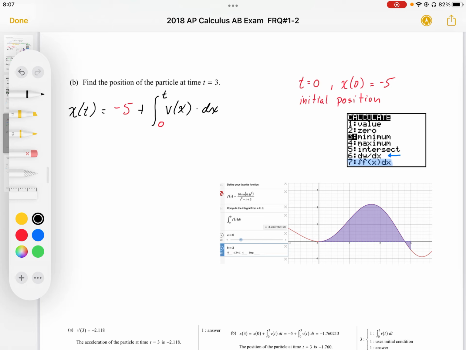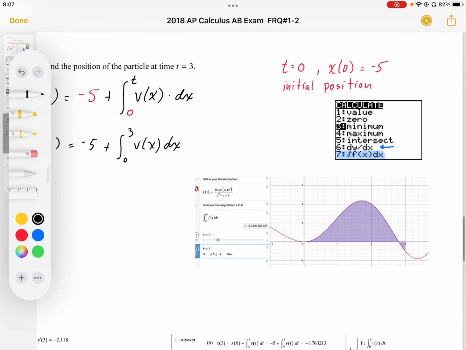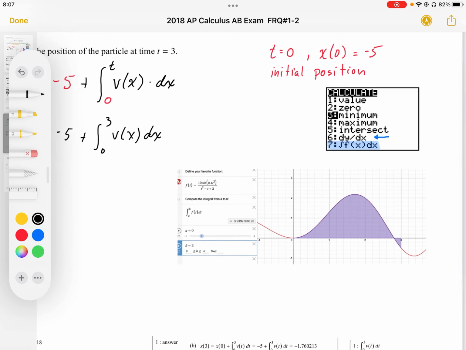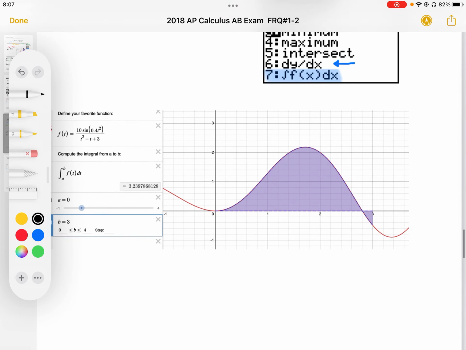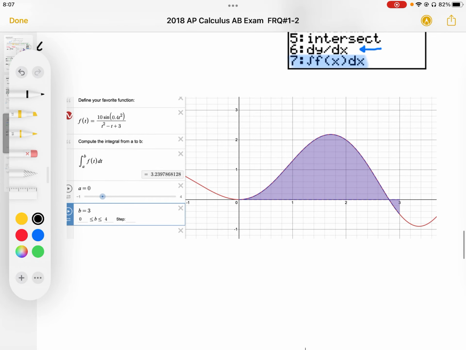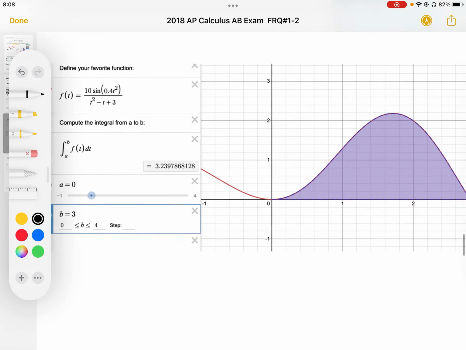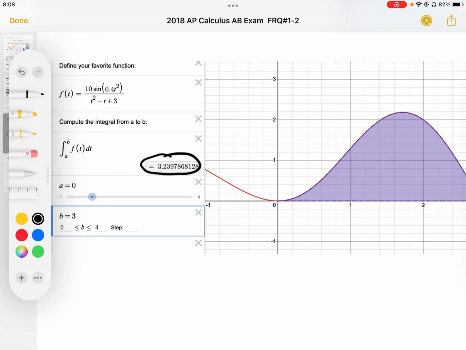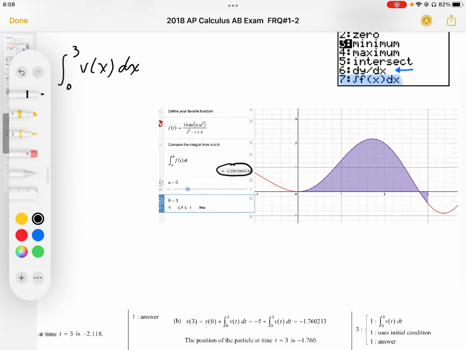So to find the position at t equals 3, we're going to plug in our bounds, 0 to 3, and for the area underneath that function we're going to use number 7, the integral of f of x. So here I've graphed that function, and the area that we've calculated from 0 to 3, a part of it is going to be negative, but the net displacement is 3.2397.